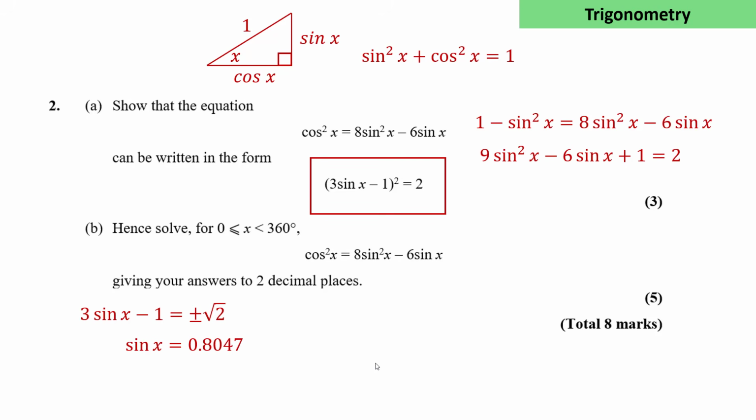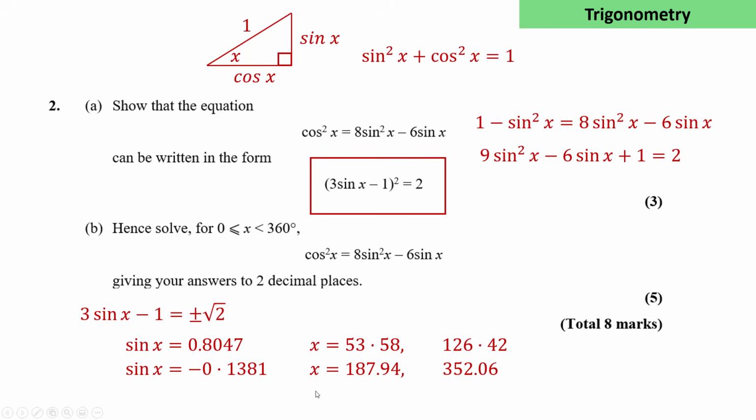So sine x equals 0.8047, in which case the angle x is 53.58 or 126.42. That's in the first two quadrants. Or sine x equals minus 0.1381, giving us two more solutions in quadrants 3 and 4, 187.94 and 352.06.